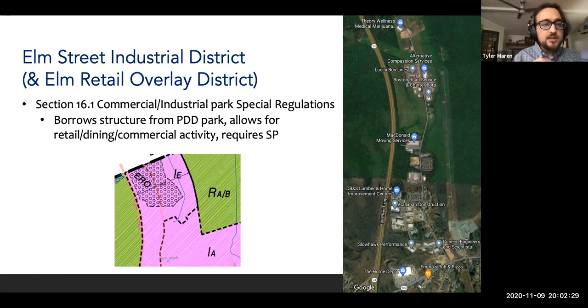There is a little overlay, the Elm Retail Overlay District, way to the north of town. And as far as I can tell, the main purpose of this is just to designate where medical marijuana facilities can operate. And there are indeed several in that area. I think that's all for IE for now.